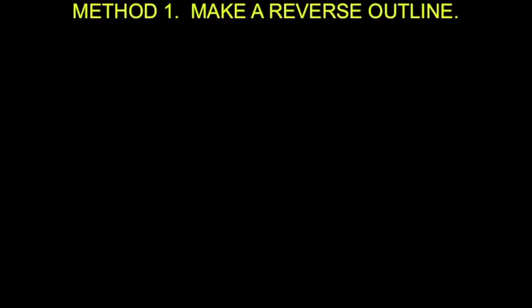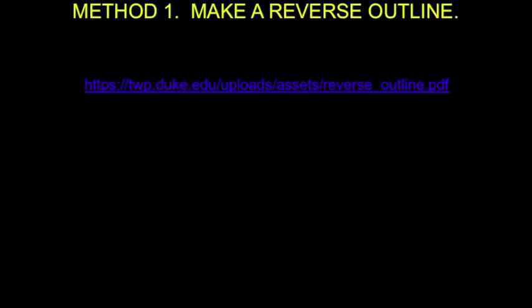Method 1, make a reverse outline. What is a reverse outline, you ask? There's an excellent description of what a reverse outline is and how to create one at this website. I've uploaded the same document in the same folder as this podcast on Blackboard in case you care to read about it there. A reverse outline is the best way for you to figure out if the structure of your paper is working and if you need to break up, combine, or reorganize paragraphs before moving on to editing at the sentence level.